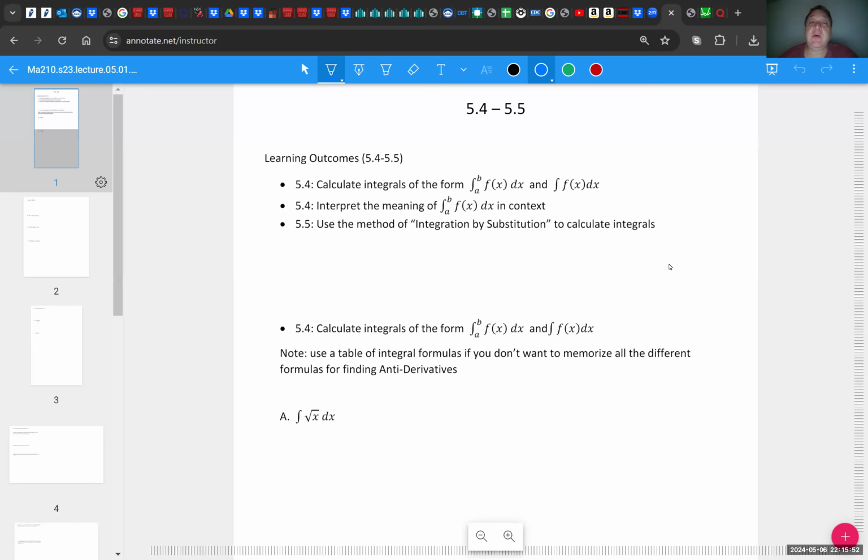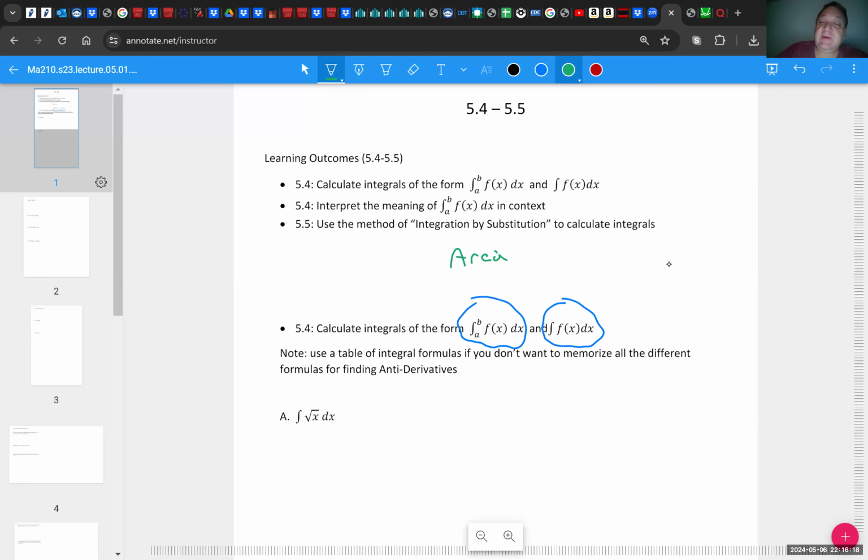In this video, we're going to practice calculating integrals of the form integral a to b of f of x dx and just the integral of f of x dx. So these are two objects that look pretty similar, and the way we say them is pretty similar. We both call them integrals, but they mean very, very different things. So this first thing with the a and b, f of x dx, this represents an area.